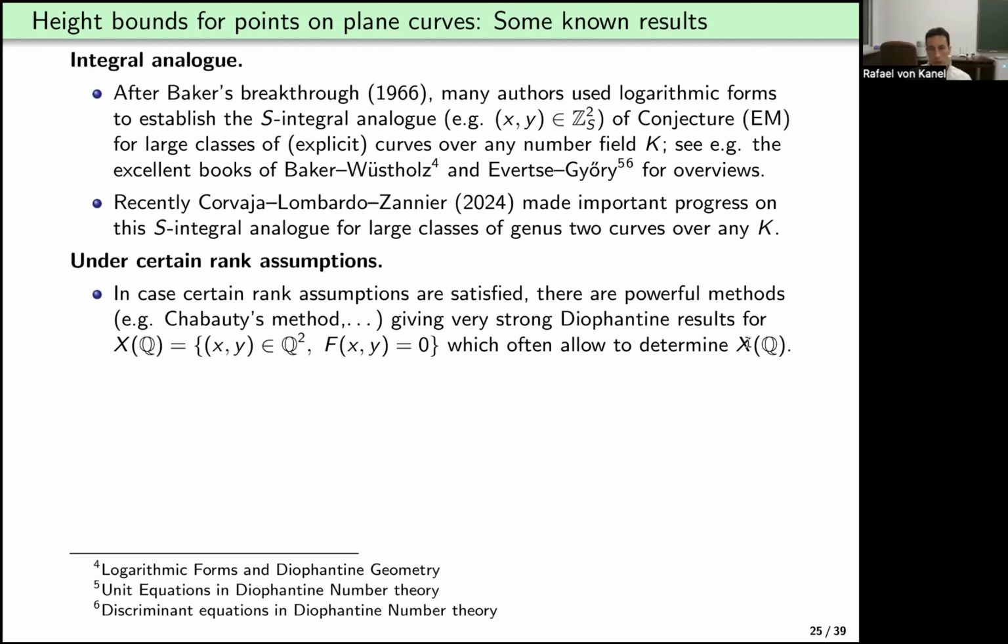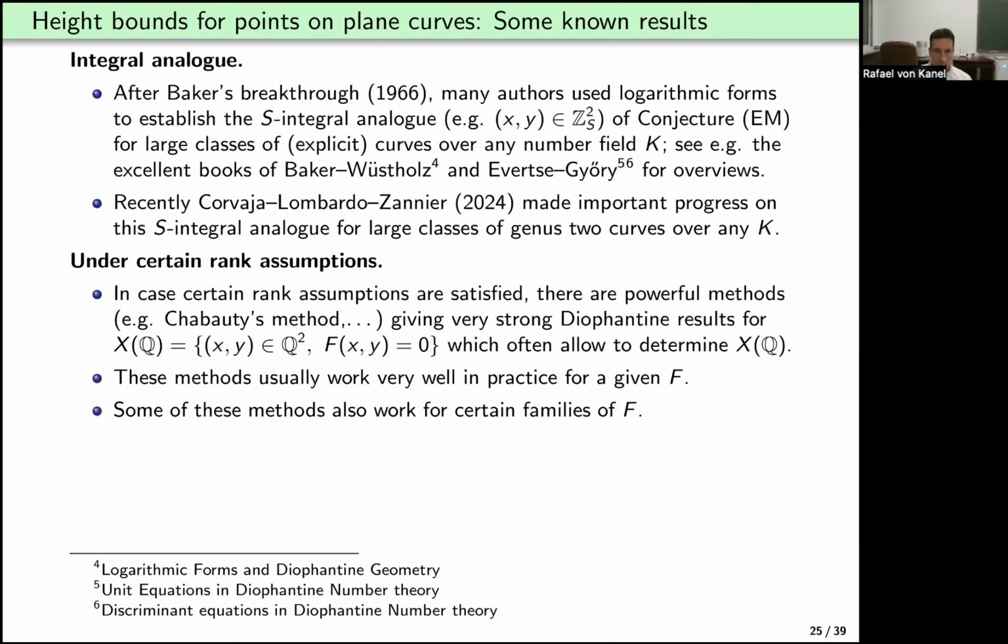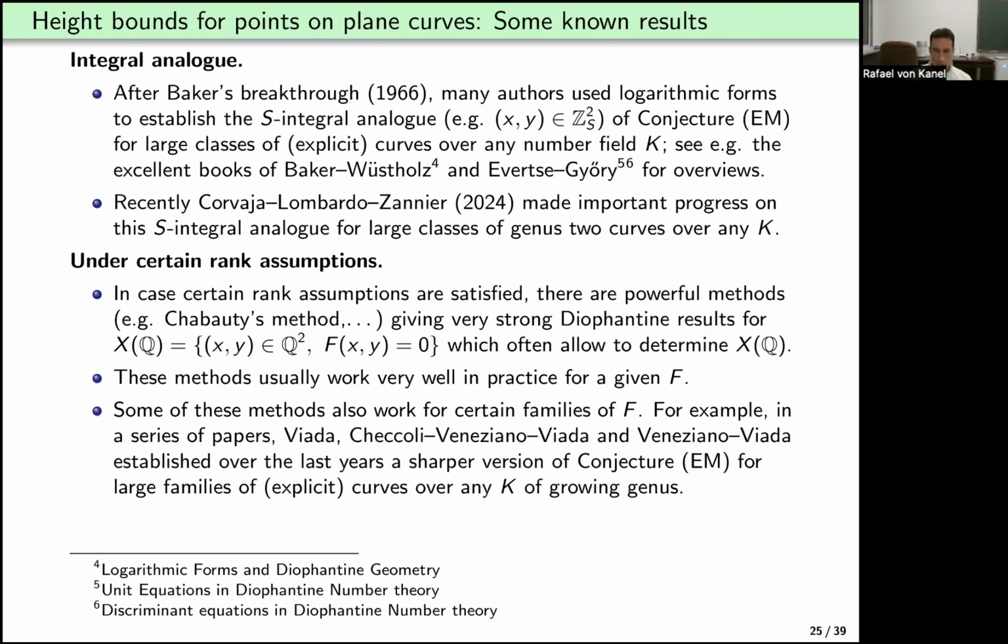And of course, when you have all solutions, you get the optimal height bound in some sense. And these methods usually work very well in practice for a given F. And also some of these methods actually also work for certain families of F. So here I mentioned some work of Viada, Ceccoli, Veneziano Viada, and Veneziano Viada.